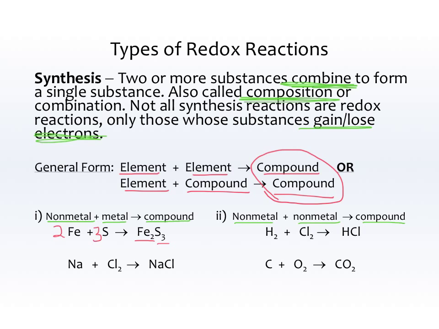For sodium and chlorine, there's one sodium on the left and one sodium on the right, two chlorines on the left and one chlorine on the right. So we're going to fix that by putting a 2 in front of NaCl, which then messes up the Na, so a 2 in front of the Na. For the nonmetal and nonmetal, we have two hydrogens and two chlorines because those are diatomic molecules. So we need two hydrogens and two chlorines. And then we have one carbon and two oxygens on the left, one carbon and two oxygens on the right. That one is balanced on its own.